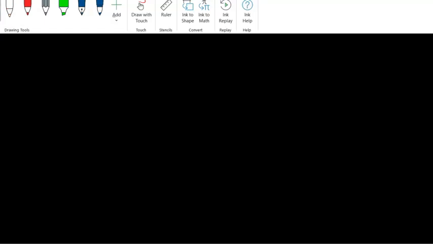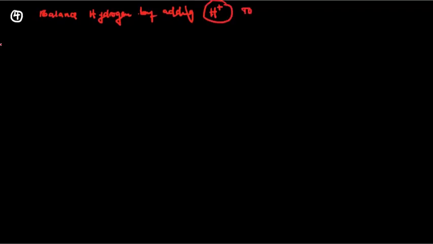So step number 4 now, we are saying balance hydrogen. Remember, you have balanced oxygen, so you are going to balance hydrogen. Balance hydrogen by adding H plus, hydrogen ion, to the side with fewer hydrogens.